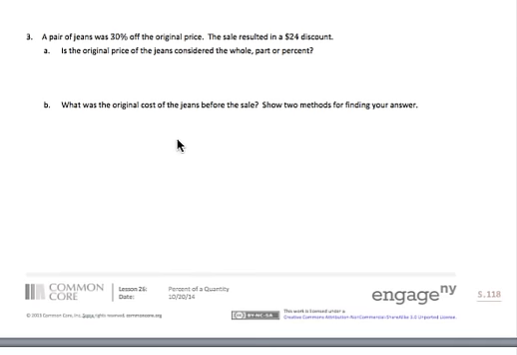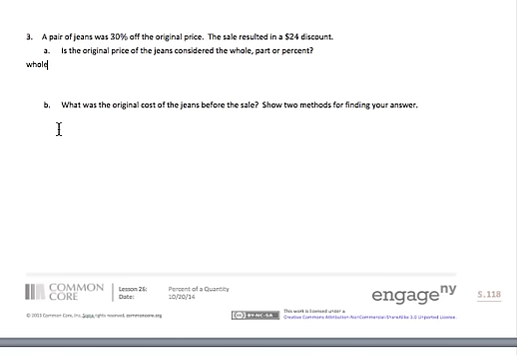In exercise 3, we have another percentage off price, but in this one it's a little different. It says the pair of jeans was 30% off the original price. The sale resulted in a $24 discount. So part A asks us, is the original price of the jeans considered the whole, part, or percent? The original price would be the whole. And the original price is what we're looking for.